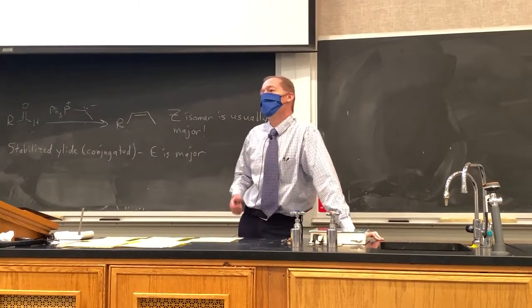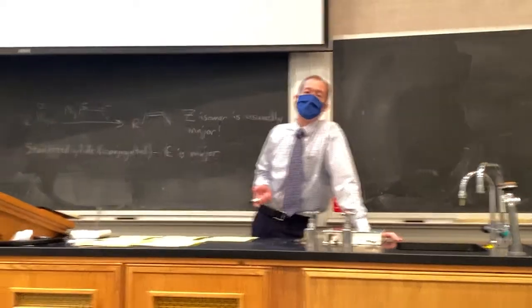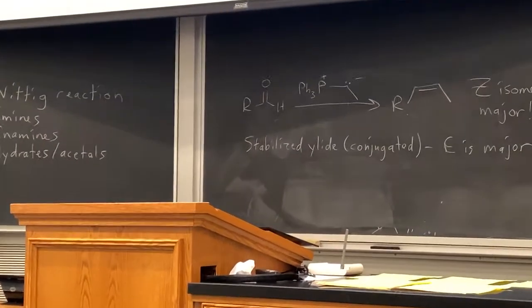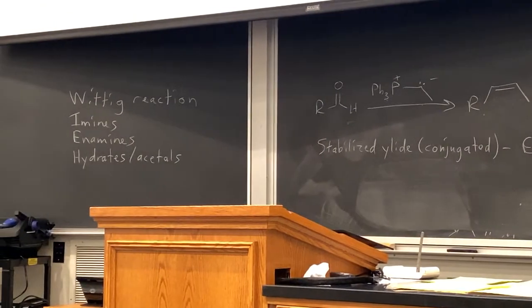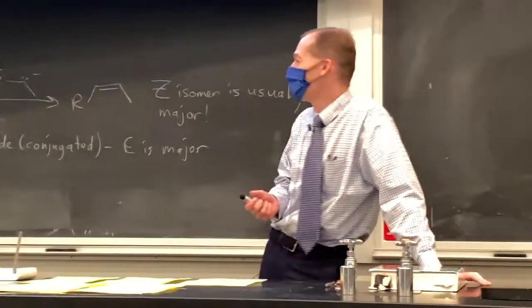Today we're going to continue our discussion of the Wittig reaction. Then we're going to learn about imines and enamines, two classes of compounds that we can synthesize from aldehydes and ketones. And then we're going to talk about hydrates and acetals, which are two closely related compounds that also are synthesized from aldehydes and ketones.